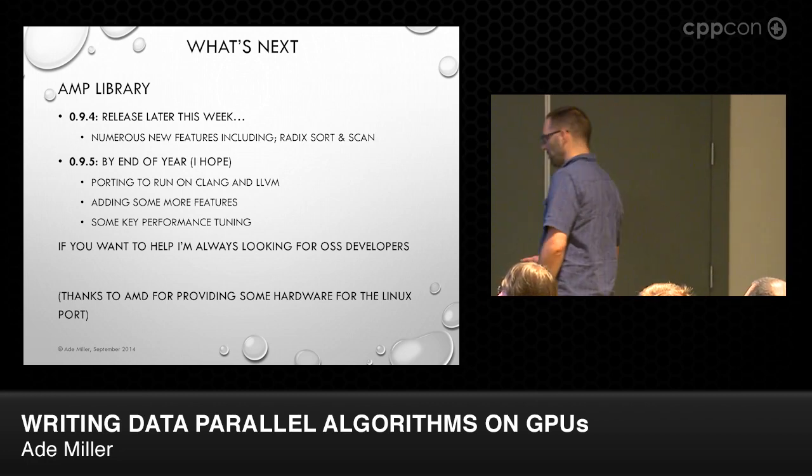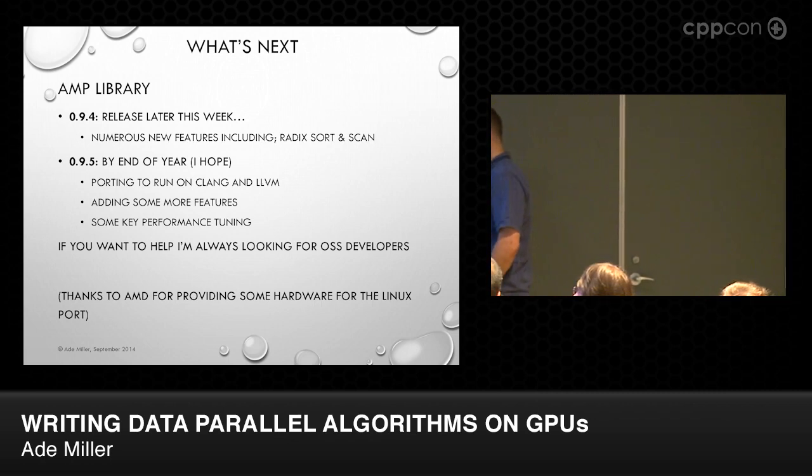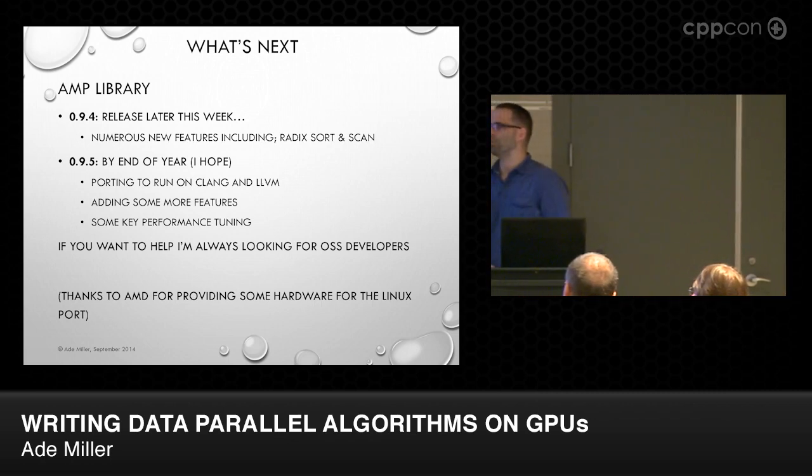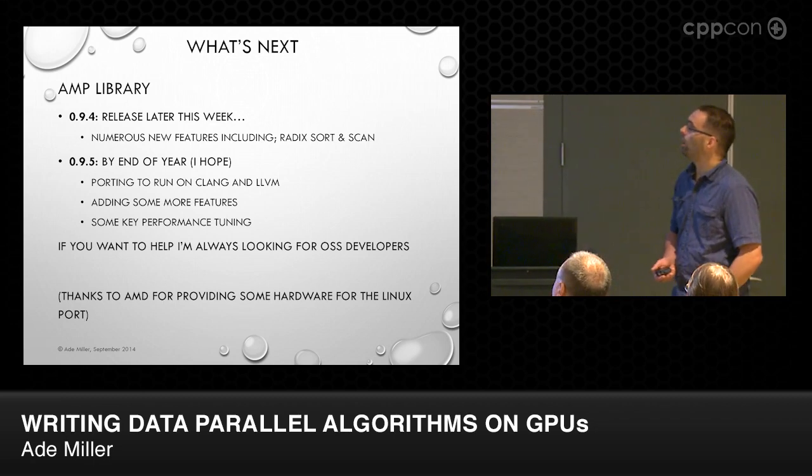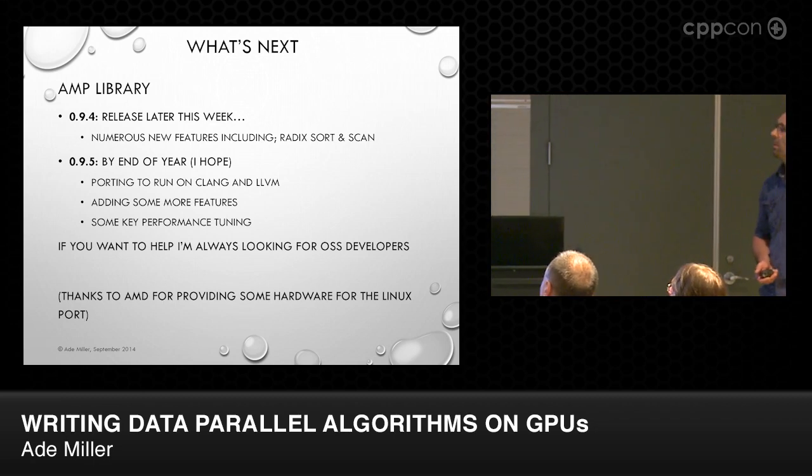The interesting thing here is, and if you've been in any of the other talks on GPUs, you'll know that AMD are working on a port of C++ AMP to run on Clang and LLVM. That's actually been released now. They were nice enough to give me a GPU so that I can start porting to Linux. I'm actually really excited about that.